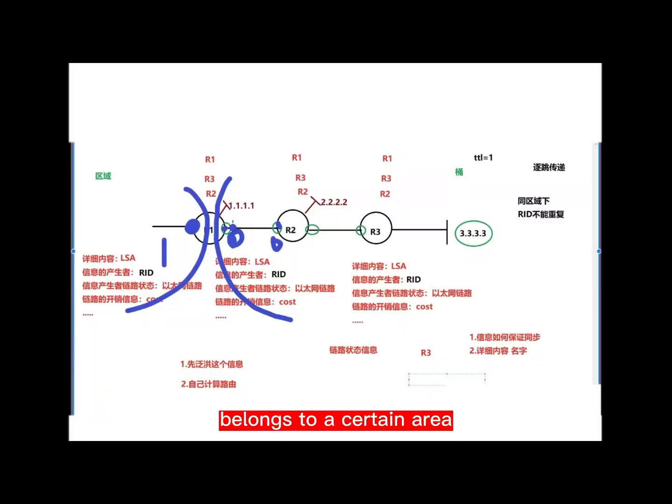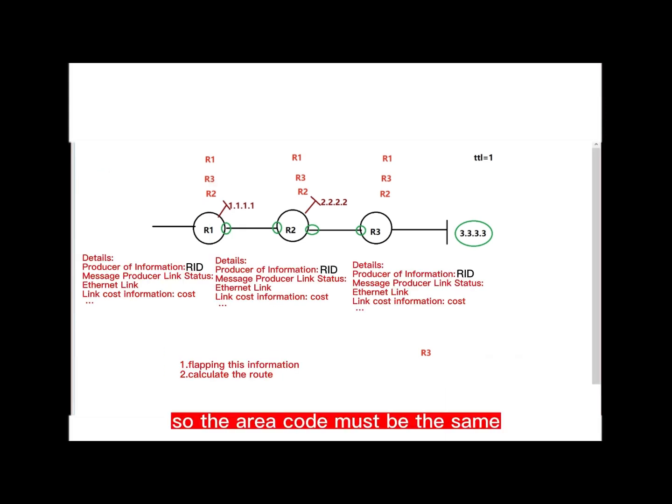Interface on R1 belongs to a certain area. These two devices you want to establish a relationship with, their interconnection interfaces must be in the same area. So the area code must be the same for the entire OSPF stage. All the configuration we have done now, they were all done in the same area.